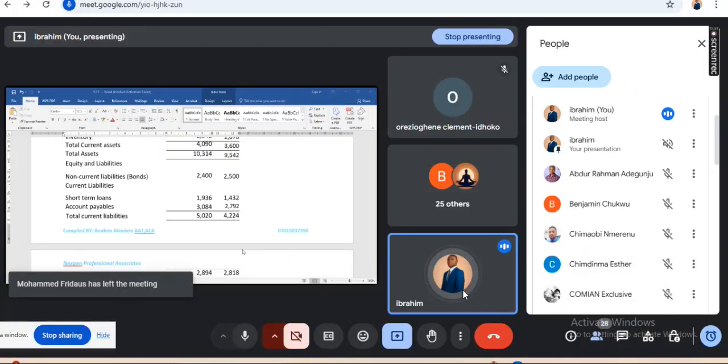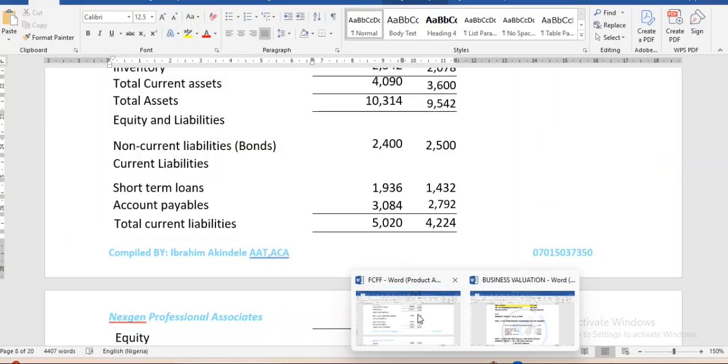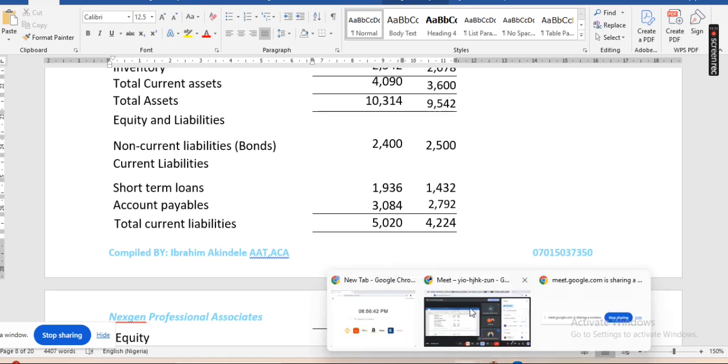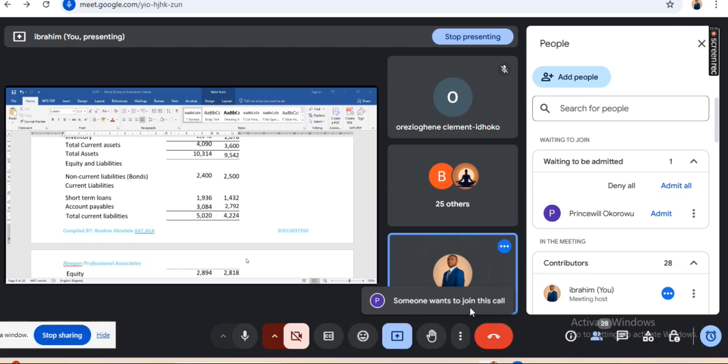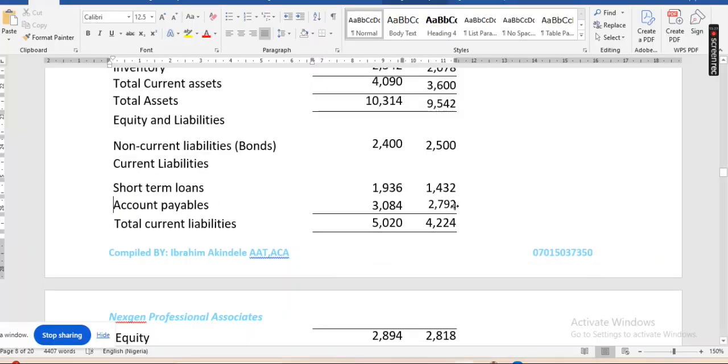I think someone was raising his hand. Fridaus. Is it Fridaus or Mohammed? Something like that. I think someone was raising his hand. Who is that? Okay, that's fine. Okay. So we have to copy this, right? Just this part.